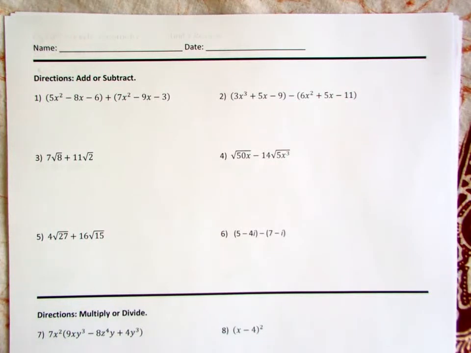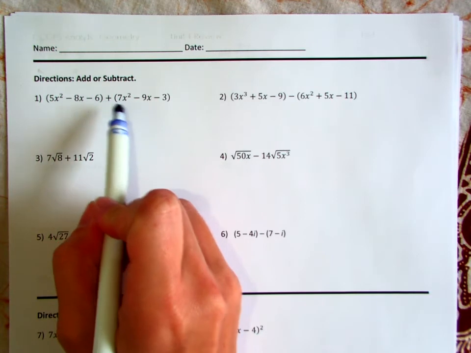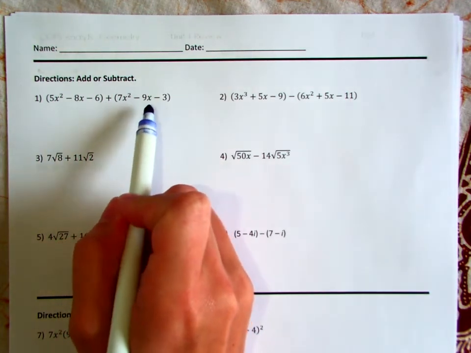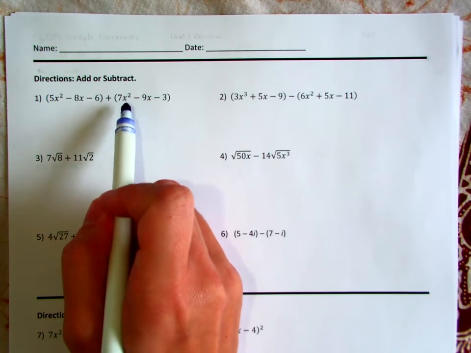This is numbers 1 through 6 on your Unit 1 study guide. In the very first problem we have here, you'll notice that we have a polynomial added to a polynomial. When you are adding polynomials or even subtracting polynomials, you need to combine like terms.